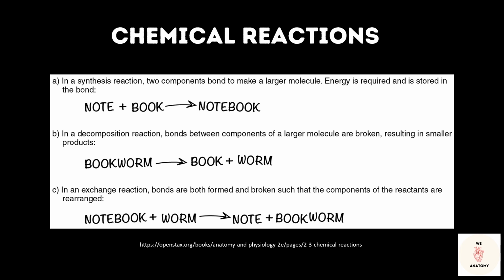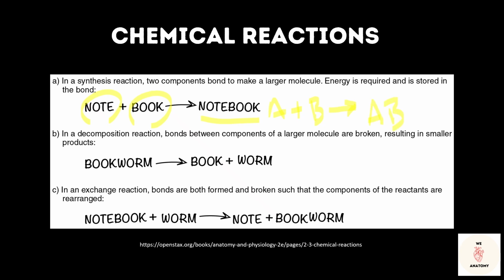The first one is a synthesis reaction. Synthesis reactions require energy to build a new product. You can see a synthesis reaction at the top where note and book are being added together to create notebook. Note and book are the reactants, and notebook is the product. This can also be written out as A plus B, and then the arrow shows that a chemical reaction is occurring, and the product is AB.